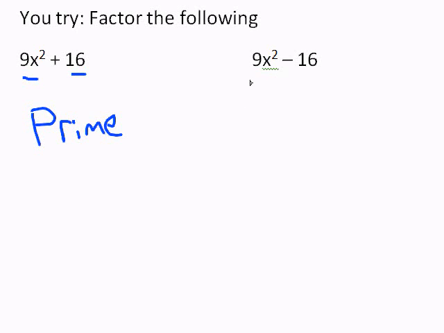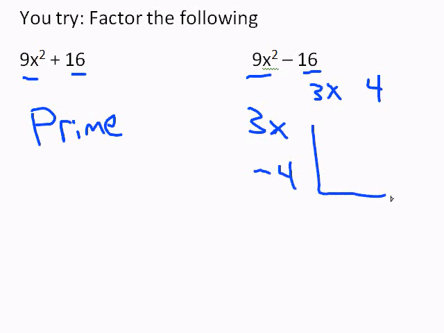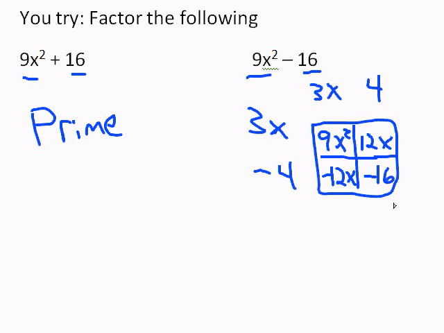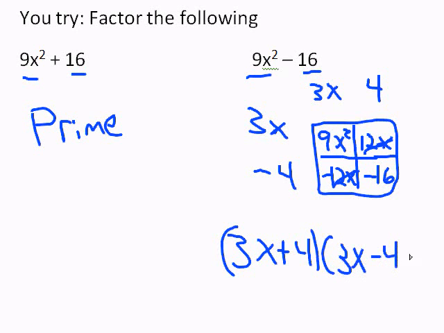Now over here, we've got 9x squared minus 16. It's a little bit different. Again, since both these things are square roots, my first attempt at guessing is going to be to make them positive 3x and positive 3x, positive 4 and negative 4. 3x times 3x is 9x squared. Negative 4 times 3x is negative 12x. 3x times 4 is 12x. And 4 times negative 4 is negative 16. When we combine our like terms, we're left with 9x squared minus 16 because the negative 12x and 12x cancel out. So that means our factors are 3x plus 4 and 3x minus 4.